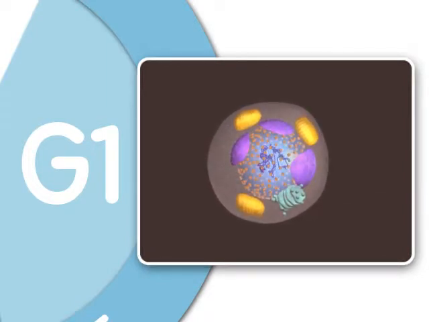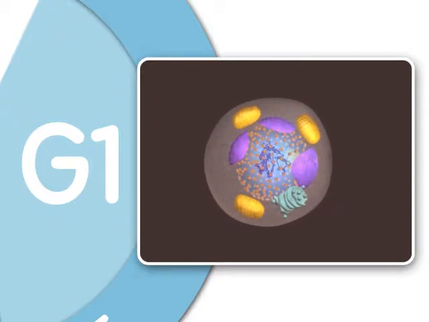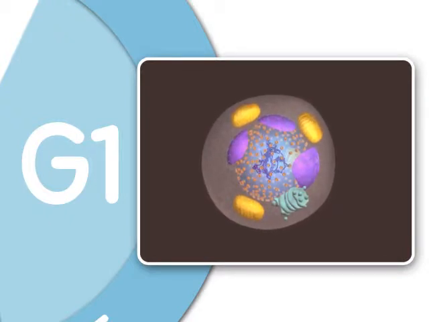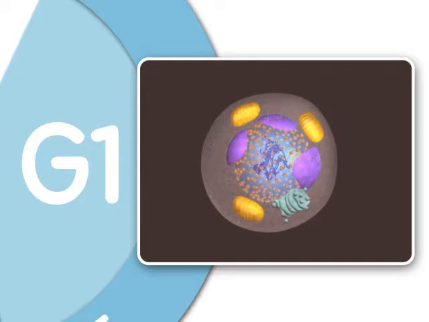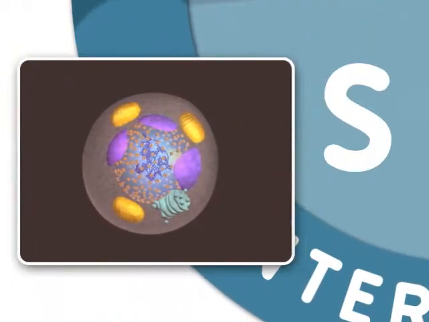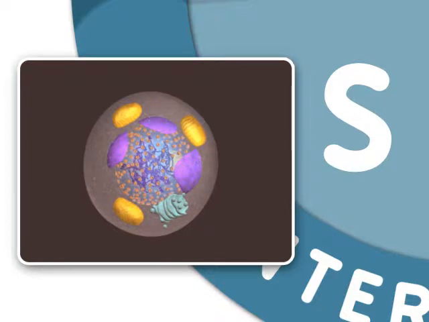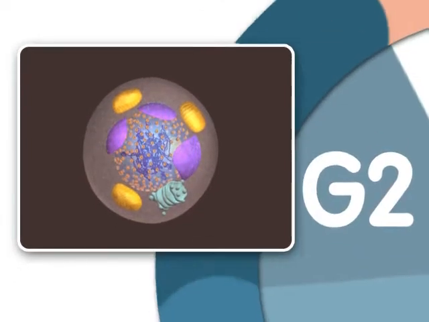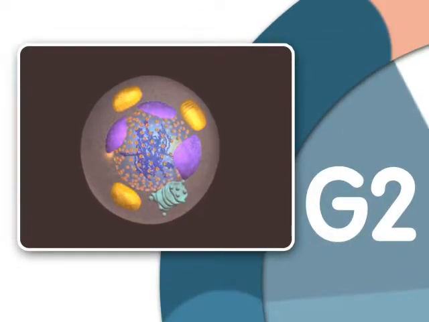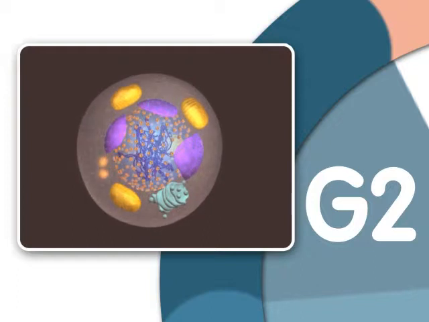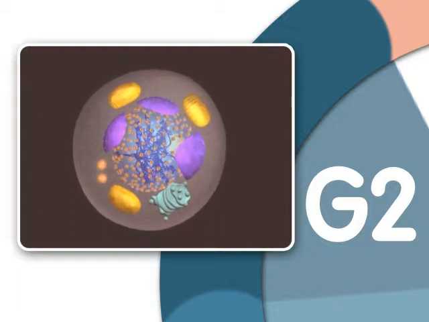In G1, the cell grows to nearly its full size and performs many of its specific biochemical functions that aid the organism. Next is the S, or synthesis phase. This is an important stage because it is during the S phase that DNA in the nucleus is replicated. The cell next enters another growth stage called G2, or gap 2. It is during G2 that the cell finishes growing.